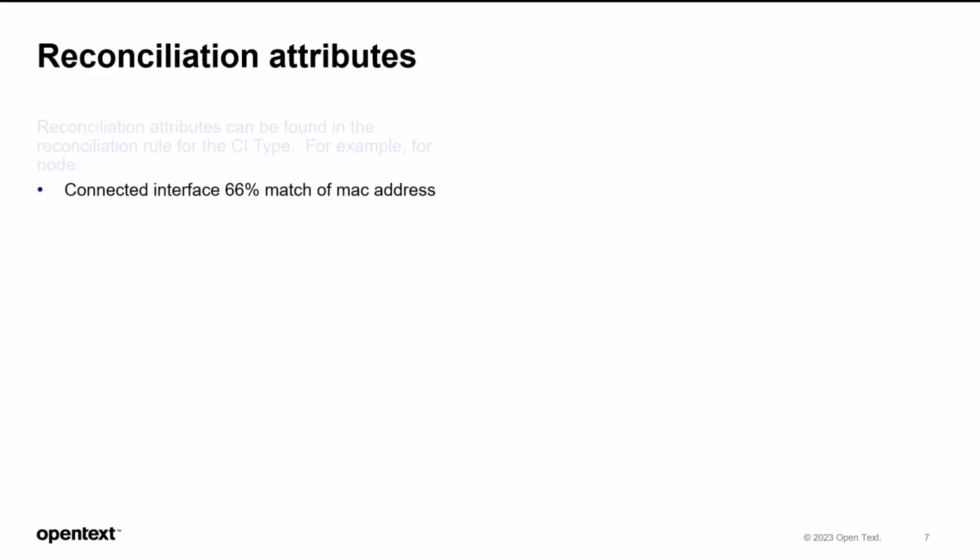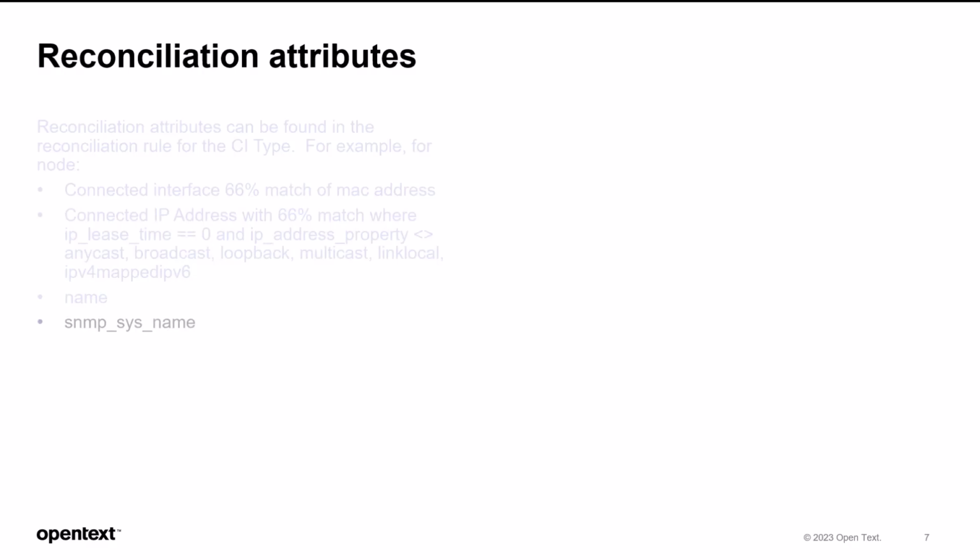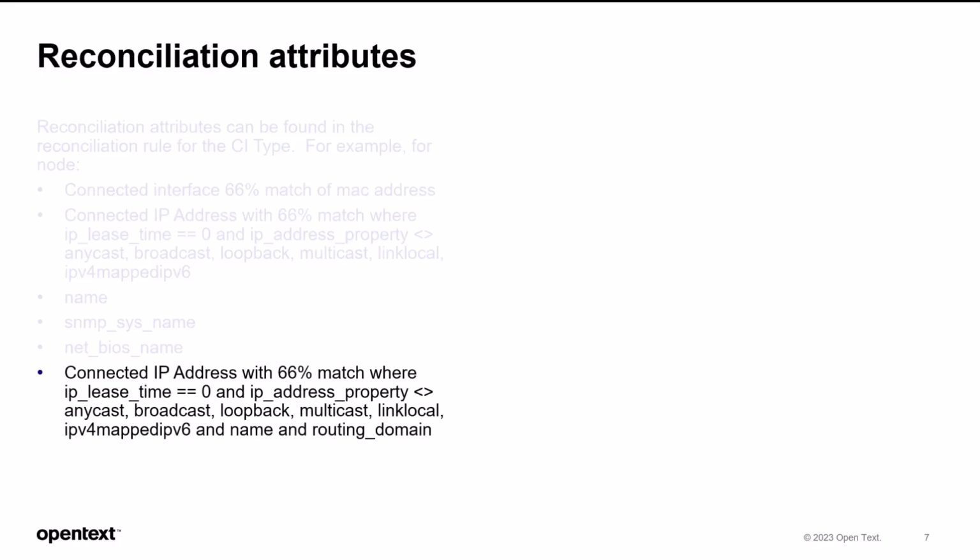For example, connected interfaces with a match of MAC addresses, and that is a 66% match. Connected IP addresses with a 66% match, where the IP lease time is 0. The IP address property is not in the list of Anycast, broadcast, loopback, multicast, link local, or IPv4 mapped IPv6. The name attribute, the SNMP sysname attribute, the NetBIOS name attribute, the connected IP address with 66% match, where the IP lease time is 0.